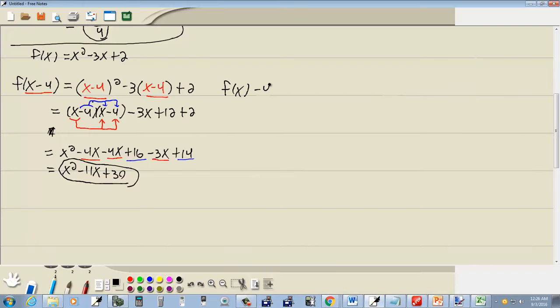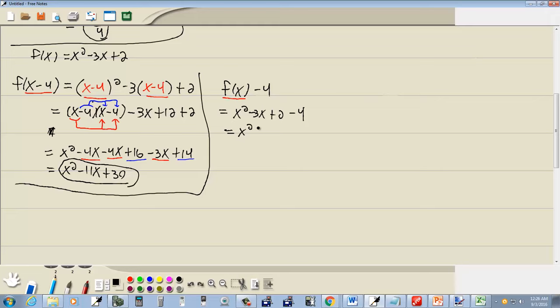F of x minus 4. This one's not really evaluating a function, as it is just plugging in the value of the function. So where this f of x is here, we're going to plug in what f of x is equal to. So we're going to have x squared minus 3x plus 2, and then I'll bring down the minus 4 at the end. So we got x squared minus 3x, 2 minus 4 is negative 2, and that'd be our answer.